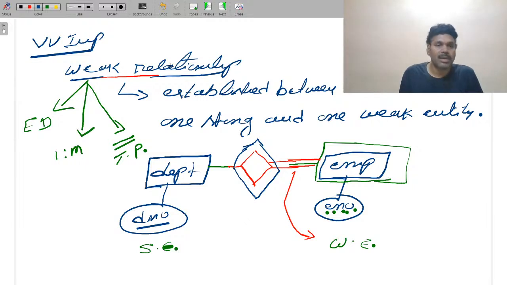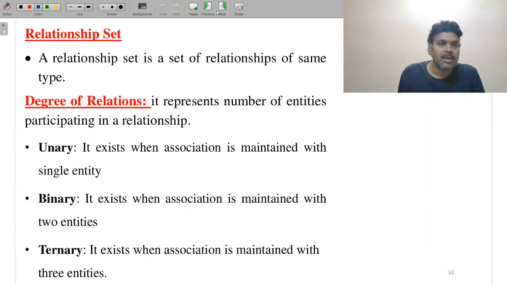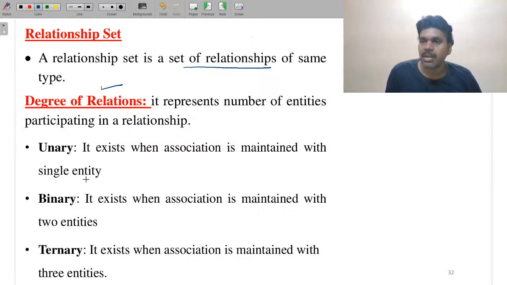Okay, friends. Now come to relationship set. It's nothing but a set of relationships only. There are a few types of relations with us: unary, binary, ternary, quaternary, n-ary. Five different varieties are there: unary relation, binary relation, ternary, quaternary and n-ary.